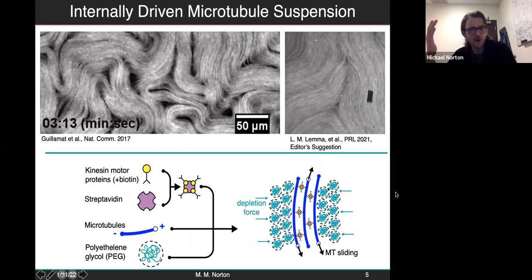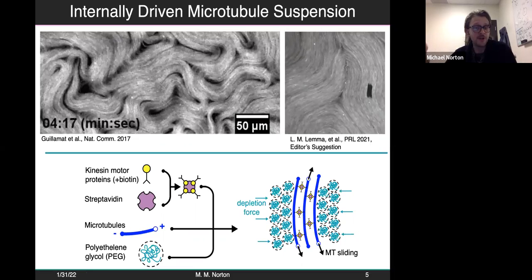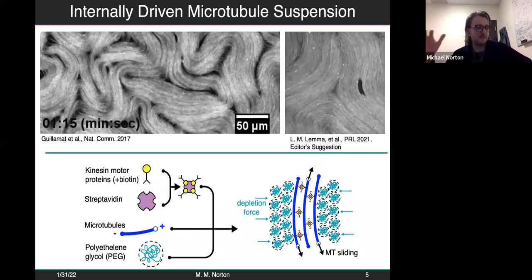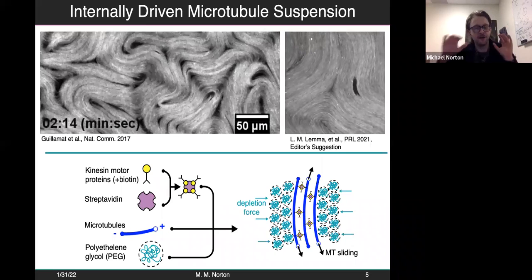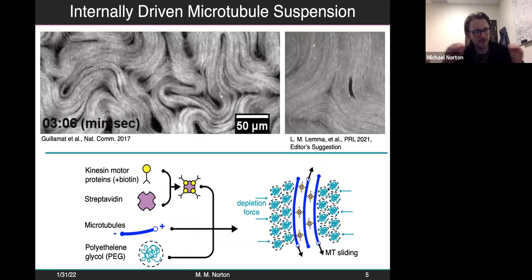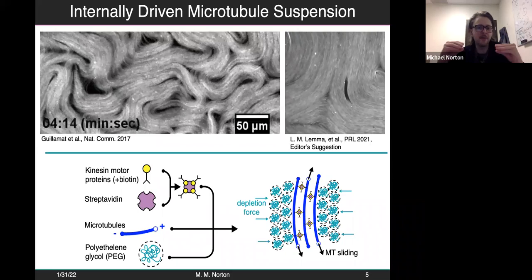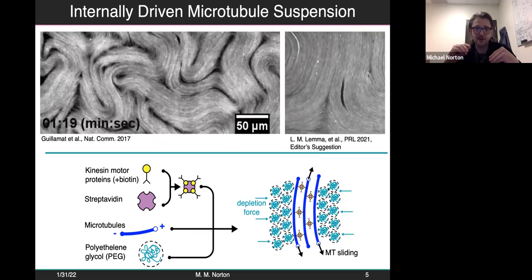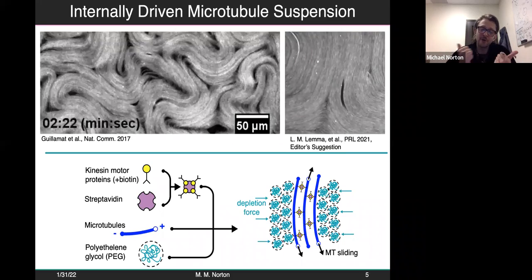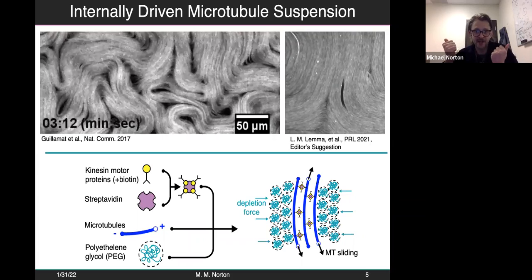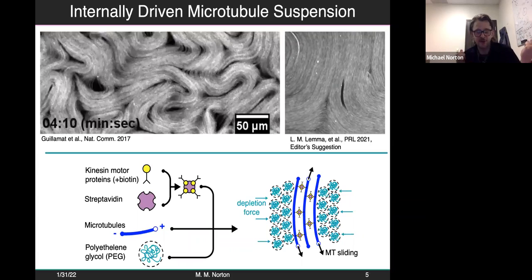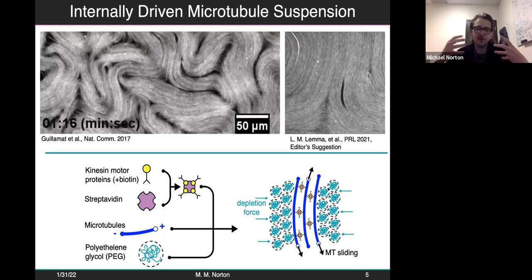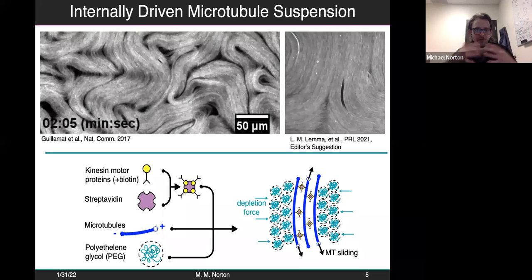So the first system I'm going to look at today is one that's familiar, I think, to a lot of you. What you're looking at here is a dense mat of microtubules that are floating on an oil-water interface. And they're made animate by these kinesin motor protein complexes, right? These motor protein complexes are grabbing on to multiple microtubules at a time, and they're shearing them against each other as they process along the microtubules. And the net result is a system that is naturally extensile.